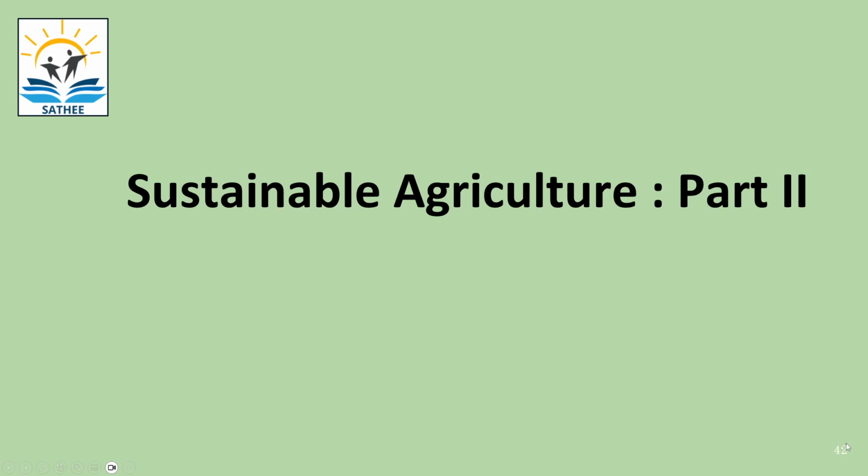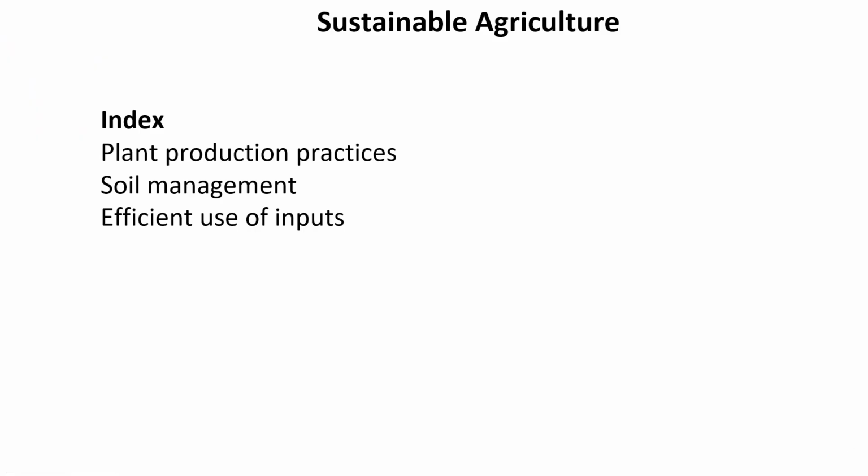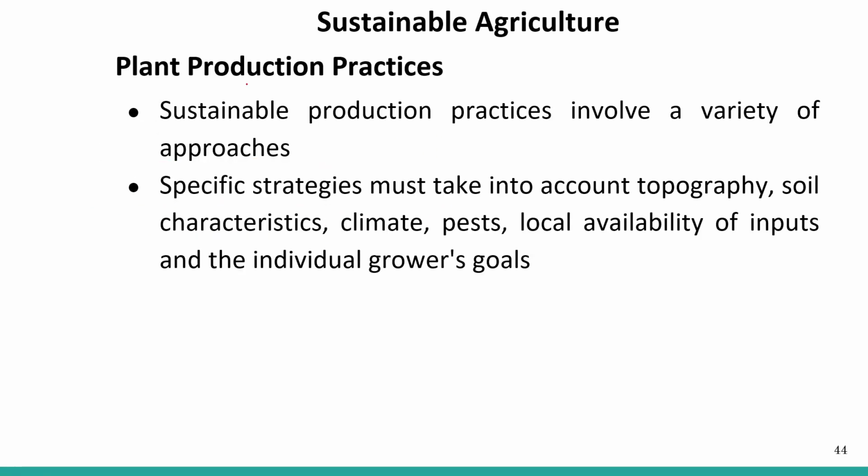So this is the second part, and in this part we are going to study the plant production practices. We have different practices for the production of plants. What sustainable ways are we going to use for the production of plants? Soil management practices, sustainable and efficient use of inputs. These we are going to cover in this particular session. So let us start the session.